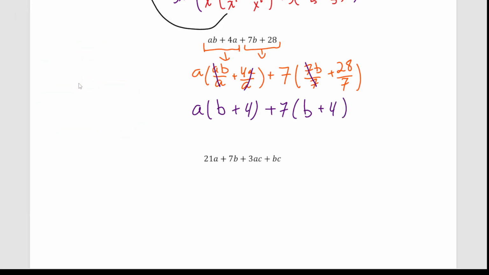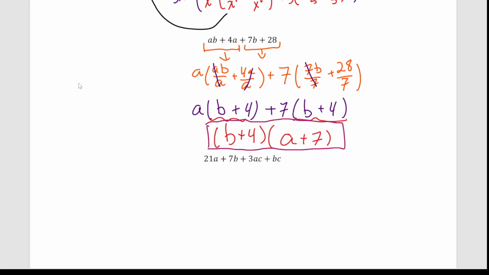And lo and behold, our parentheses do indeed match. So we'll have one parenthesis that is b plus 4. And then the other one, when I do a times b plus 4 divided by b plus 4, that will leave me with a. When I do 7 times b plus 4 divided by b plus 4, that will leave me with 7. And that will be our nice, beautiful final answer: b plus 4 times a plus 7.